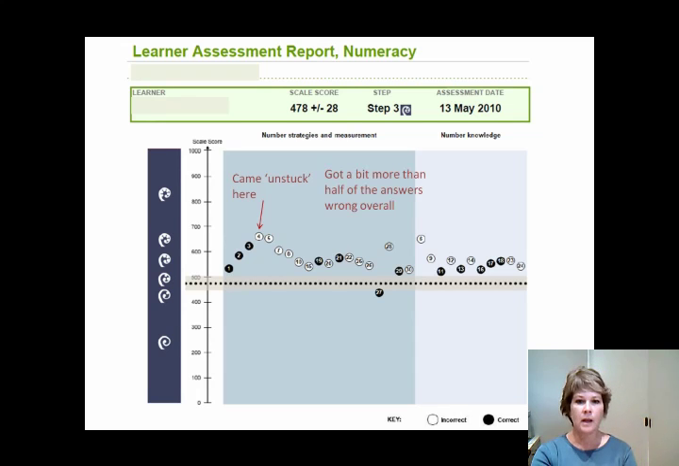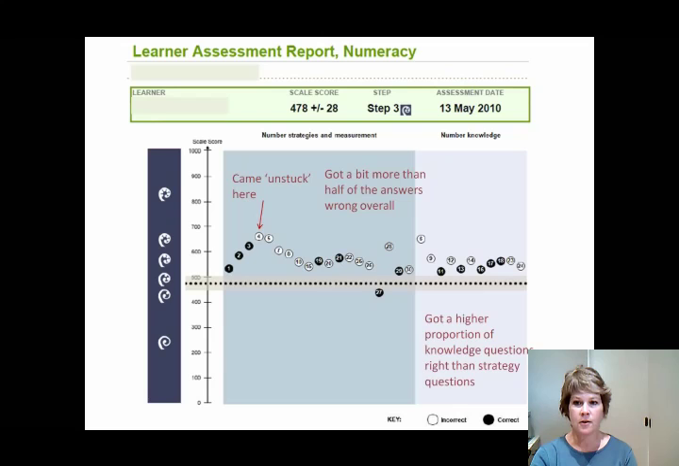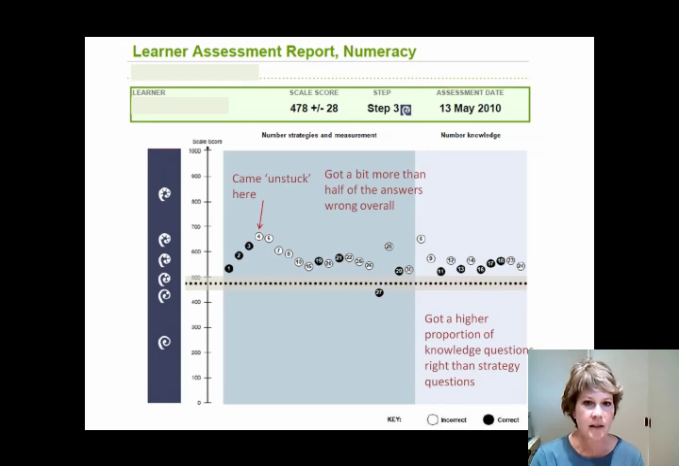Overall, they got a bit more than half the questions wrong, a little less than half of them right. And so again, we'll come back in a bit and talk about whether that is significant. And you notice that they got a higher proportion of knowledge questions correct than they did the proportion of number strategies and measurement questions correct. And again, we'll come back to that point by point. So let's start with these black and white impressions.